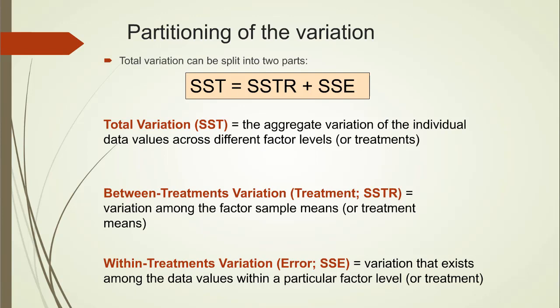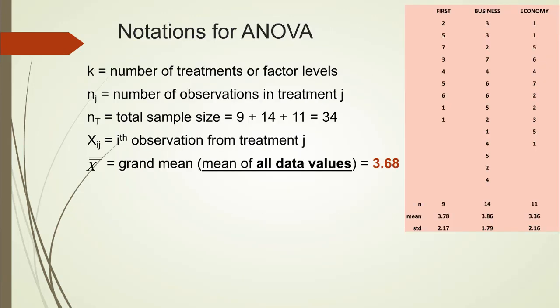SSTR is also known as the between treatments variation. It measures the amount of variation among different treatment means. SSE is also known as the within treatments variation. It measures the amount of variation that is present within the same treatment. I will explain how to calculate each of these three sums of squares.